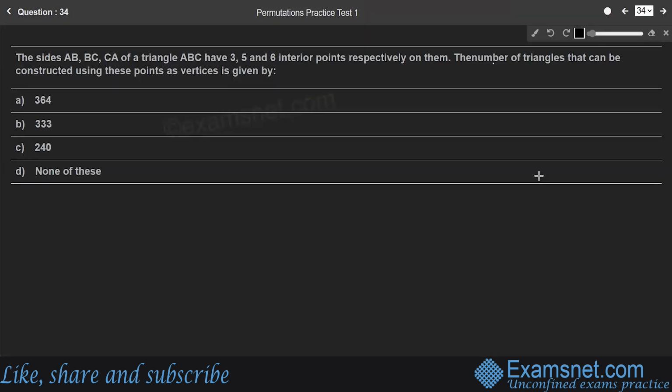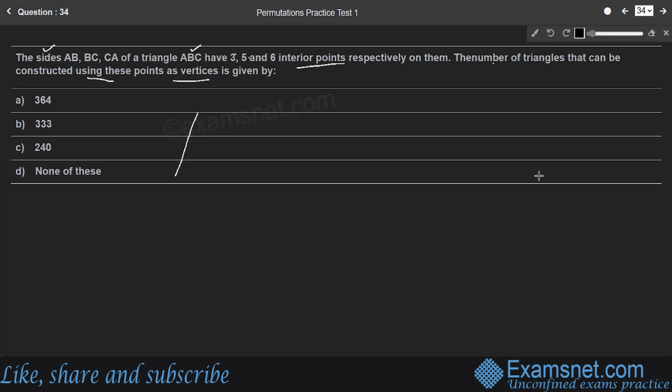Question 34. The sides AB, BC, CA of a triangle ABC have 3, 5 and 6 interior points respectively on them. The number of triangles that can be constructed using these points as vertices is given by.